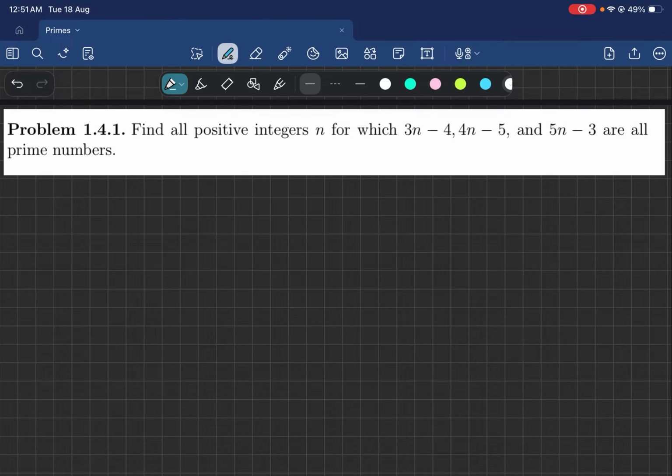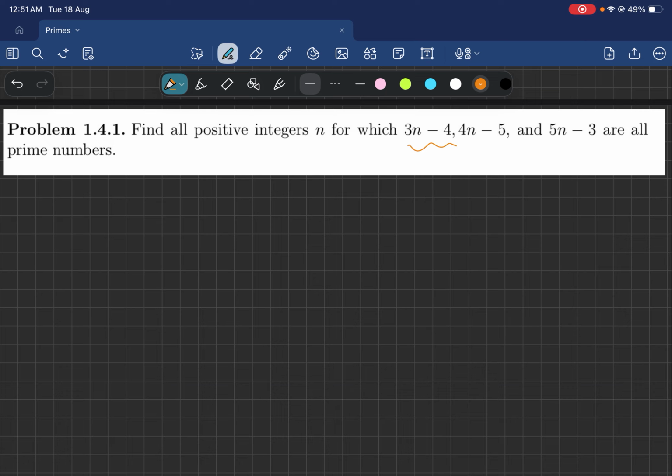Welcome back, guys. So I have got this question from Mod 1 Olympiad number theory exercise 1.4.1, and I want you to pause the video right now and see if you can get to the answer. Try it, give it a shot. All right. So when we look at this question, what is the very first thing that comes to your mind?